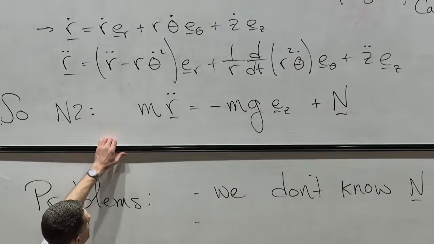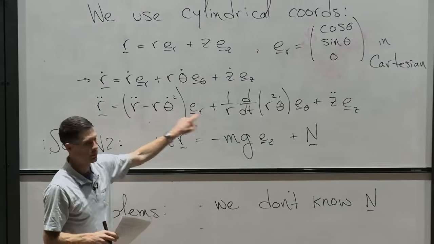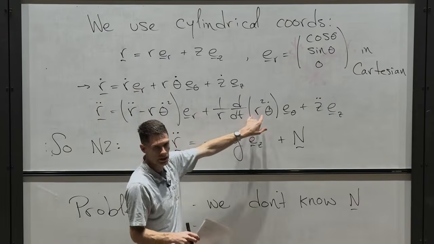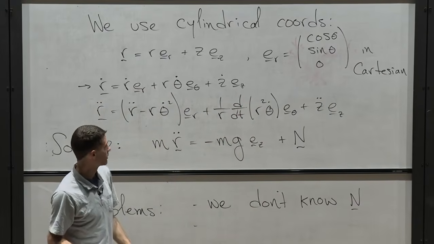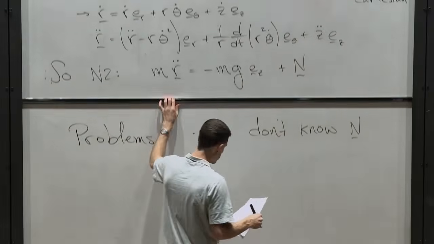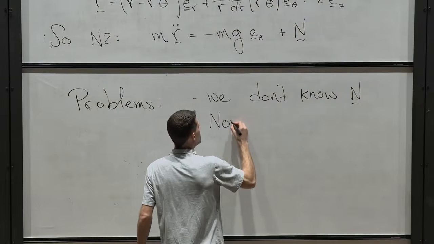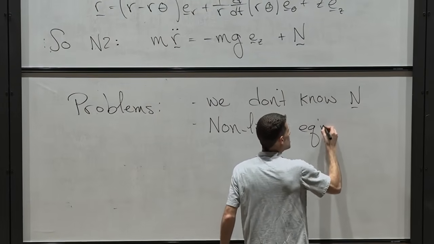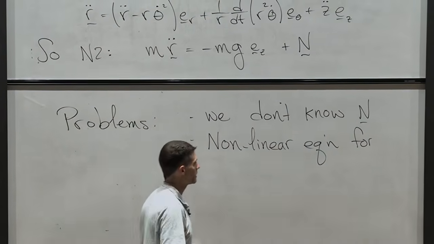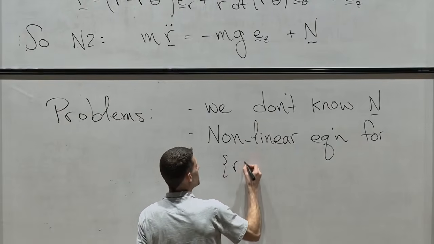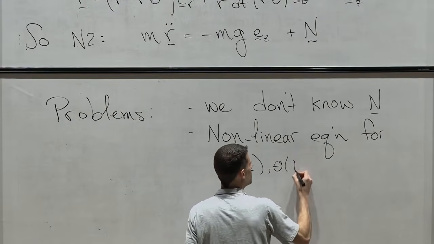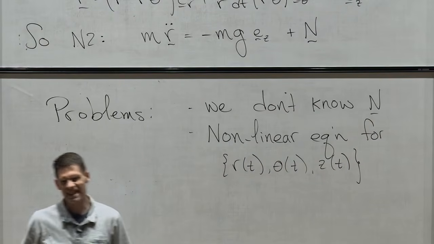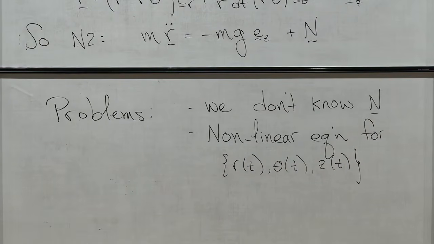And two, I have three variables, r, theta, and z, and they're all kind of tangled up. Well, at least the r's and the thetas are tangled up in this quite messy, very nonlinear expression. So it's a nonlinear equation for three variables, r of t, theta of t, z of t, but that doesn't feel quite right because it's a two-dimensional problem, right?